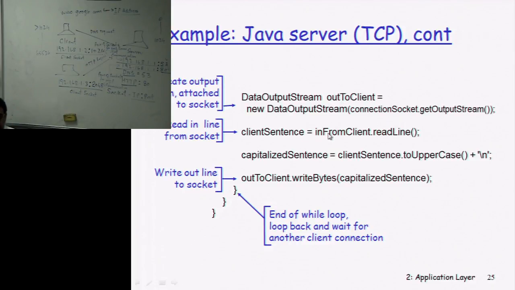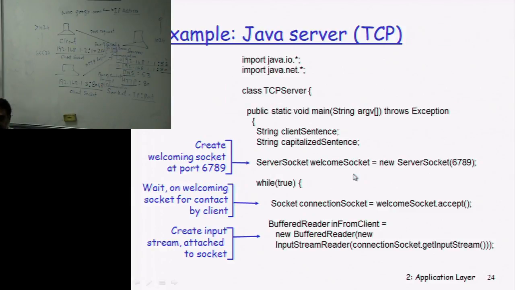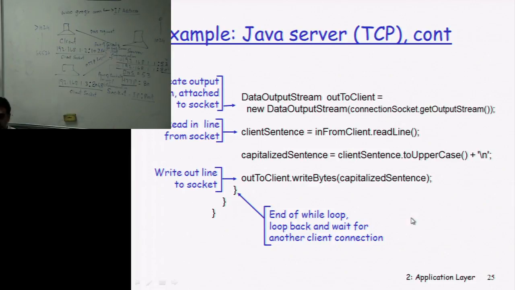And whatever is coming from the client sentence, it will be kept here, read here, and converted into capital letters, and then written out to the socket as the capital sentence, and it will be sent back to the client. End of the loop.